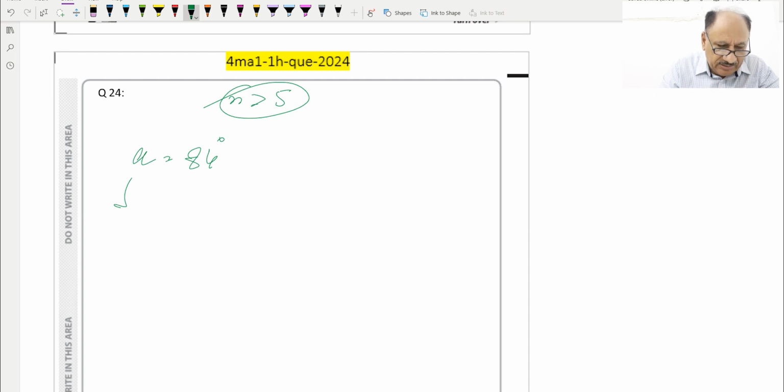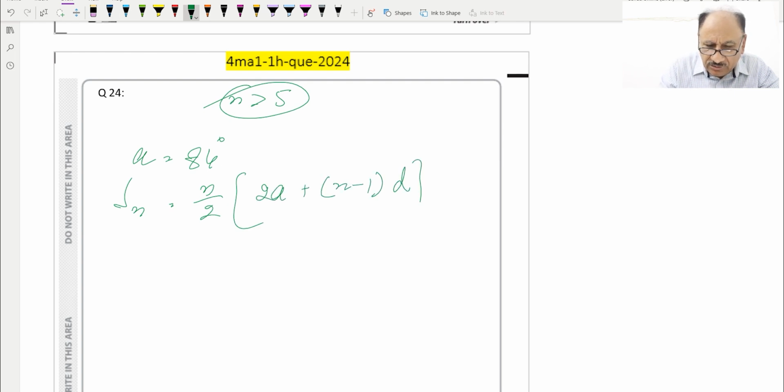So for this we know the Sn formula: Sn is equal to n by 2 into 2a plus n minus 1 into d. This is the formula, and we can replace the values. n we don't know, so n by 2, and the a value is 84, plus n minus 1 into d value.